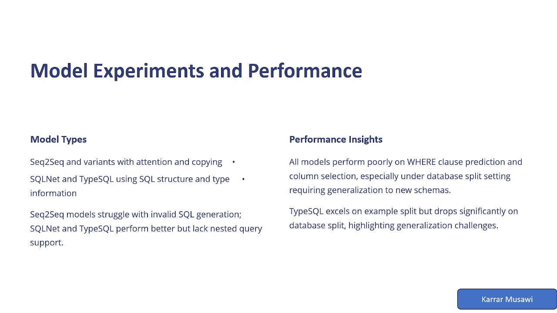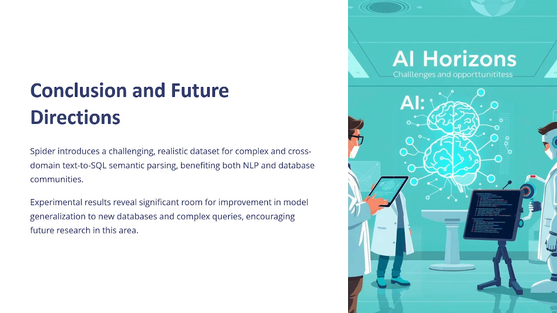Performance insight. All models perform poorly on WHERE clause prediction and column selection, especially under the database split setting, which requires generalization to new schemas. TypeSQL performs well on the example split but drops significantly on the database split, highlighting the generalization challenge.